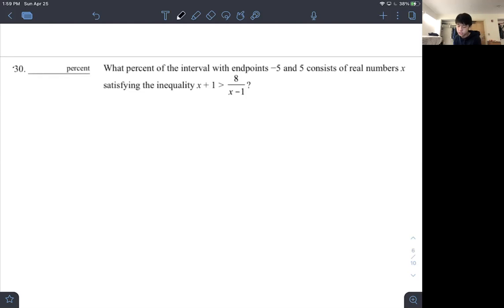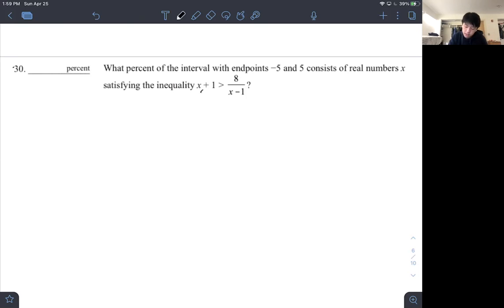Now here's the last one. This one's a tricky one. So we'll first probably want to determine our endpoints, or our critical points where our inequality could plausibly flip.